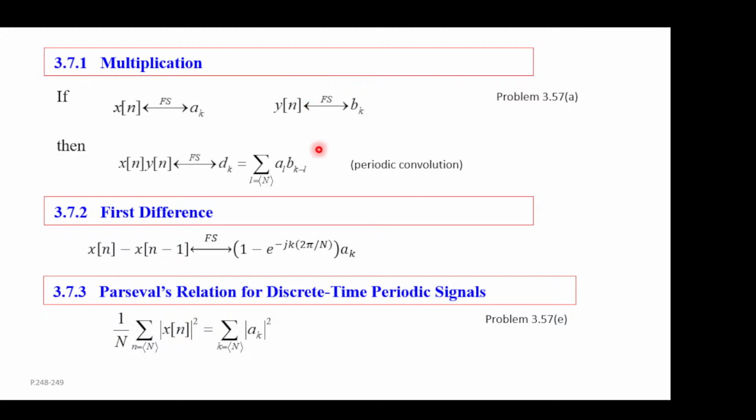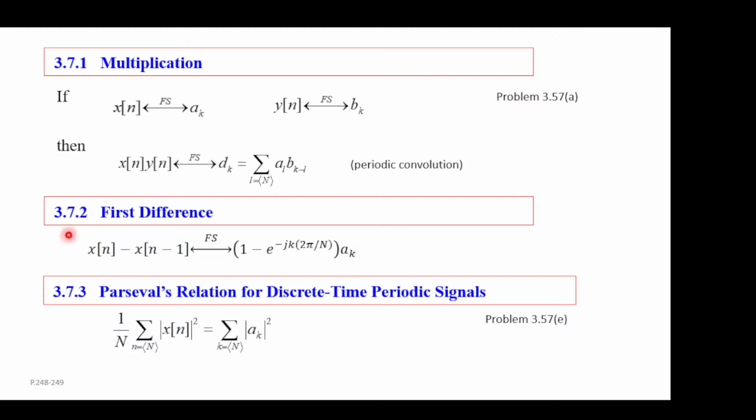So if you multiply your signal x of n and y of n, once again, multiplication on one side gives convolution on the other side. The corresponding series coefficient will be the convolution between ak and bk. But the convolution is a little different because now ak is a periodic function and bk is a periodic function. So you need to take a periodic convolution, meaning the summation over l only sums over one period. For the detail of the proof, you can check out the problem, but it shouldn't be too hard.